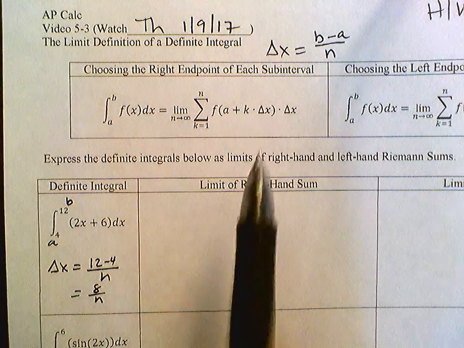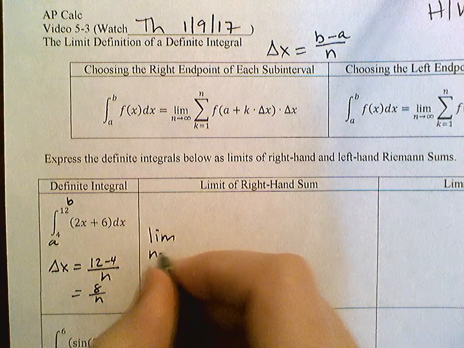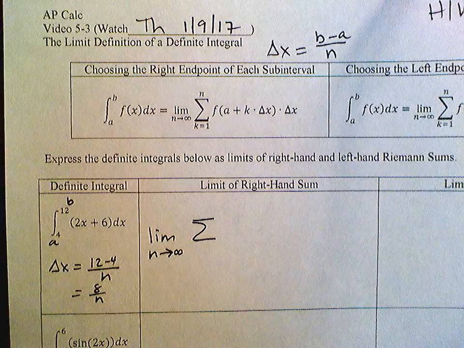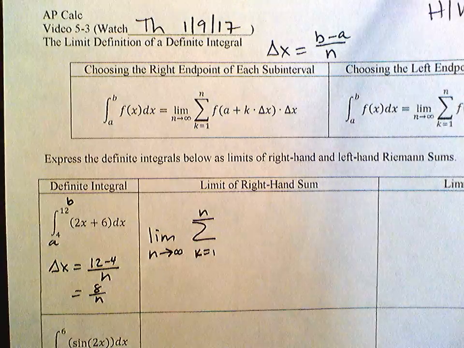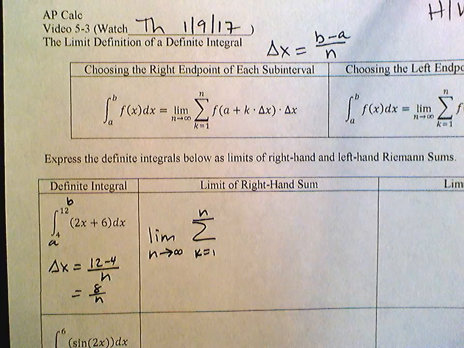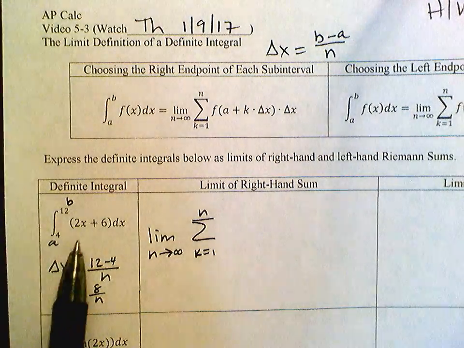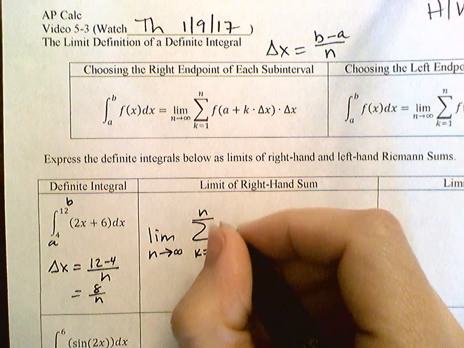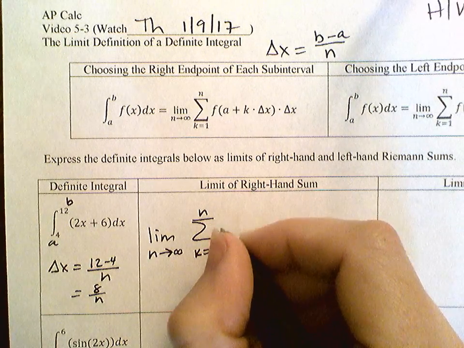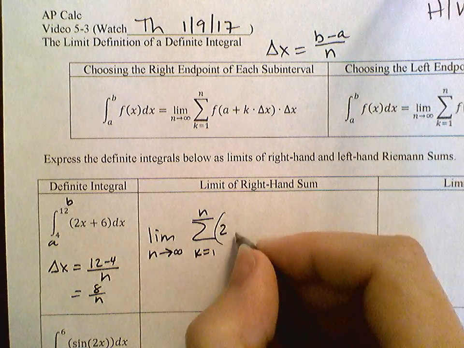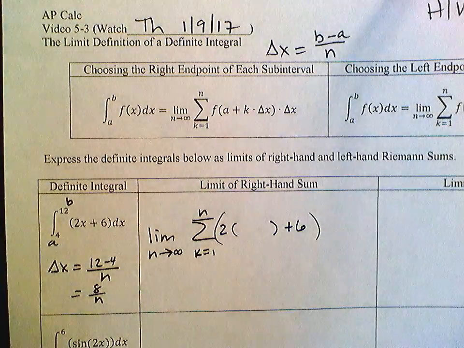All right, then I'm just going to plug stuff into the formula. So the right-hand sum, I'm using this formula. So I'm going to have the limit as n approaches infinity, summation, k equals 1 up to n. And then we're going to do f of a plus k delta x, okay? So my function f is this here. I'll write it like this: 2, leave a blank for the input, plus 6. Okay, and then we'll fill in the blank later.